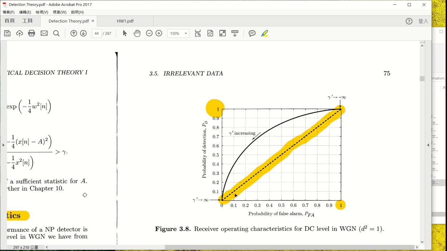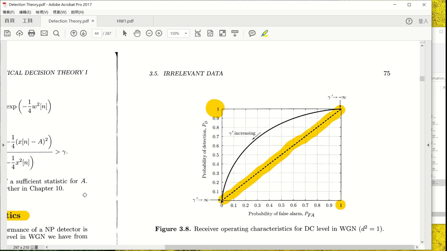How come? Because you are making half of your decision correct, half incorrect. So it's something like this. The other thing is, if your gamma prime increases, then it goes to this point.